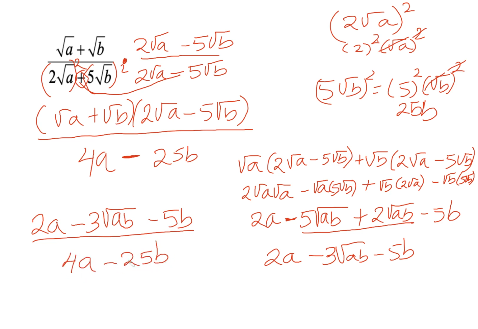And please, folks, you can't subtract this. These are a's and these are b's. You can't subtract. You can't do anything. And the same thing with the top. You got a 2a, you got a negative 5b, and then you have a negative 3 radical ab. This is your answer. As awful as it looks, this is your answer.